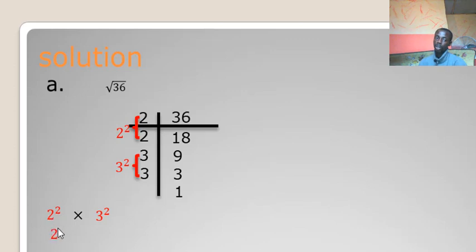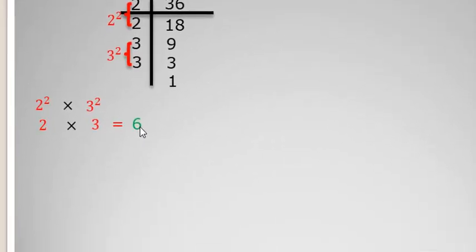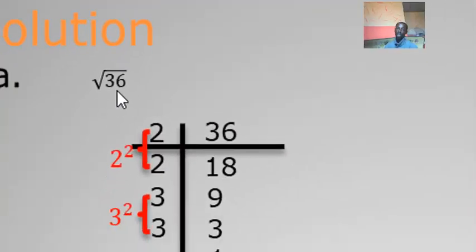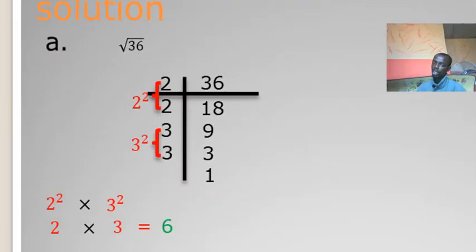Instead of writing 2 squared, you write 2, then multiplied by, instead of writing 3 squared, you have 3, so you multiply out 2 multiplied by 3. The answer there is 6. So the answer to root 36 is 6, meaning that if 6 is multiplied by itself, you will have 36. So this is how to check. When you get any answer, multiply the answer by itself, you must get the value in the root box. Hope that is understood. Okay.